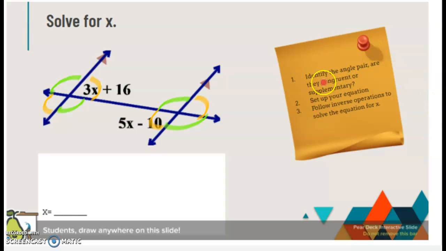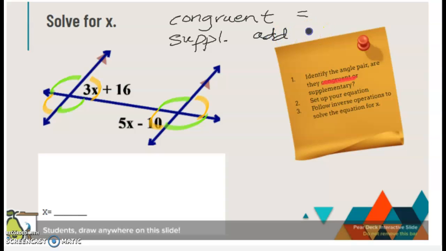Are they congruent or supplementary? These ones are congruent. Now we really only had two different relationships, congruent or supplementary, so it's got to be one of those. And if you think back to Unit 1, we have set up equations for both of those relationships. If two anythings, angles, segments, if they're congruent, we're going to set them equal to each other. If they are supplementary, then we are going to show that. Well, what does supplementary mean? It means that it adds up to 180. So I want to add and equal 180. And that's what I would do with my equation. So these two can be set equal to each other.